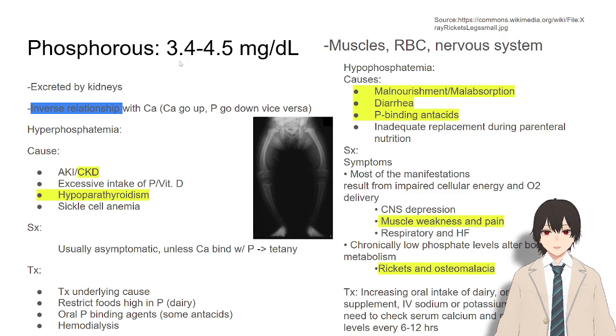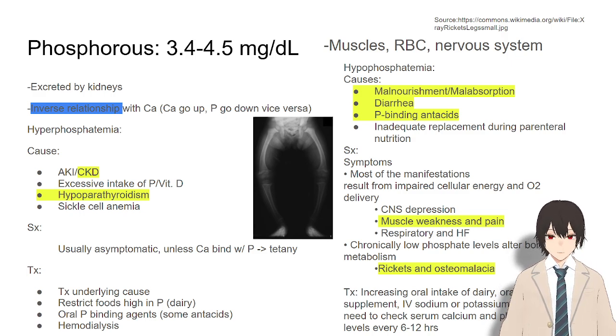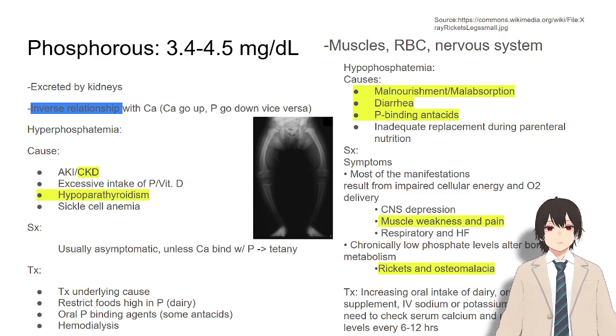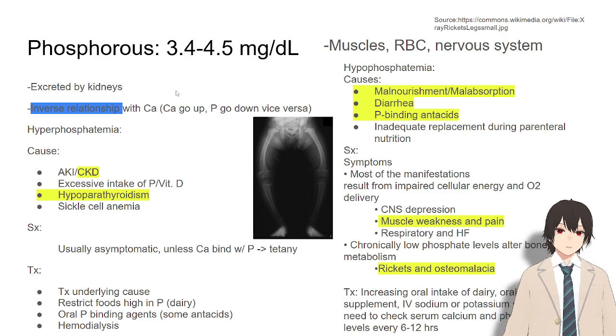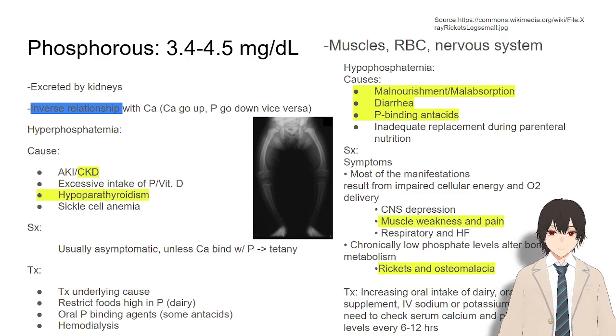Phosphorus has a range from 3.4 to 4.5. Now, this one is not tested as much as the other 4 electrolytes we're going to cover, and the biggest thing you need to know is that it has an inverse relationship with calcium. So what does that mean? It means that if calcium goes up, phosphorus goes down, and vice versa.